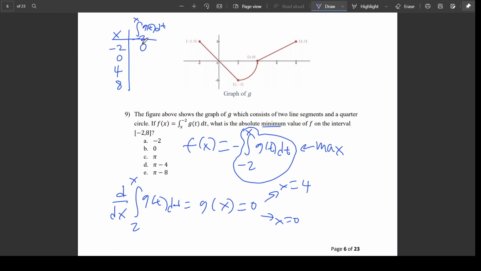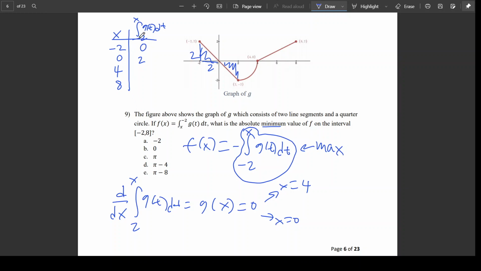For 0, the integral from -2 to 0, that's going to be this triangle here, right? So it's going to be 1/2 times 2 times 2, that's just going to be 2, right? For 4, it's going to be this area plus this area. Notice that this triangle and this triangle, they're equal in magnitude, but they're opposite in sign. This is above the x-axis, it's positive. This is below the x-axis, it's negative. So it's going to cancel out.